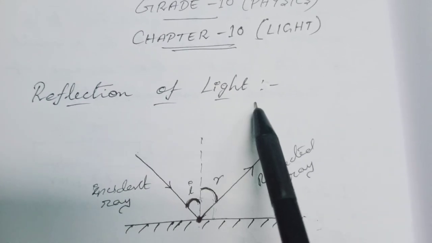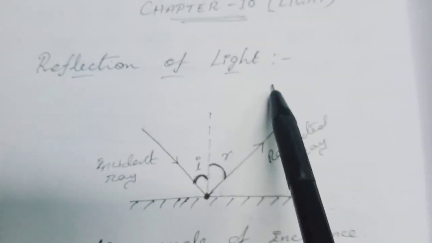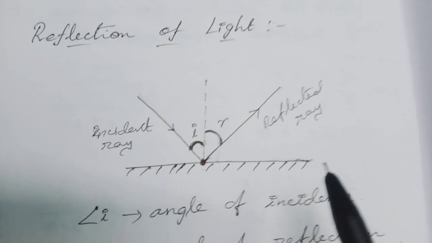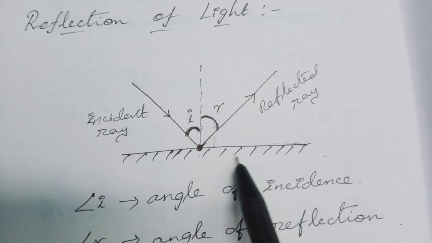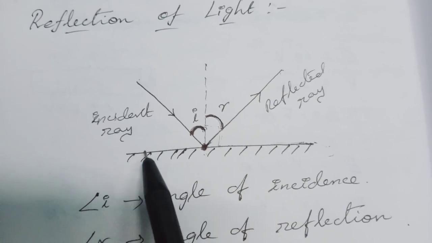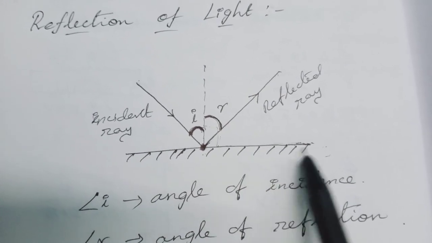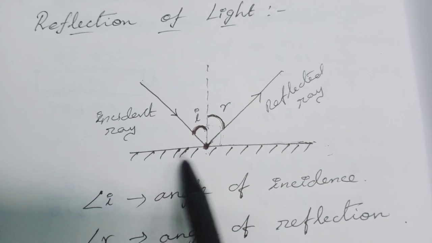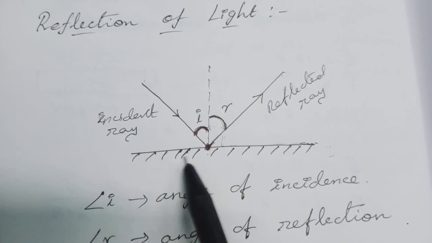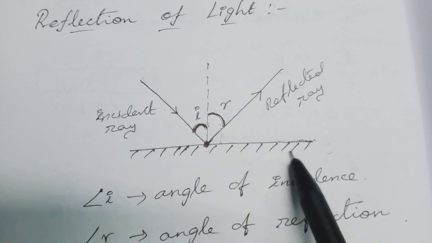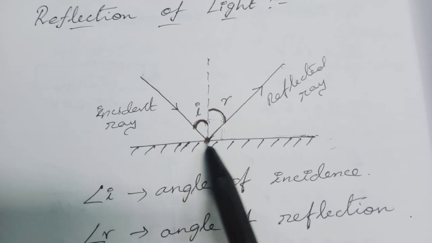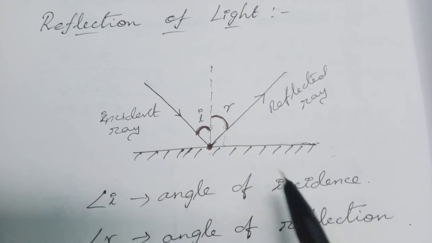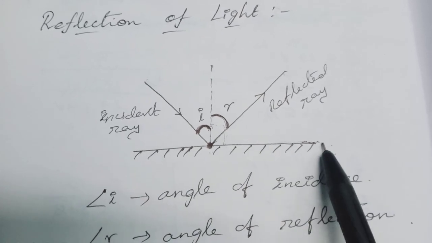To understand this topic in a better way, imagine a plane mirror. A plane mirror consists of two surfaces. One of the surfaces is faded, and the other surface is the polished surface. The faded part of the mirror is represented by these lines, and this is the polished surface, which means the reflecting surface. Here the reflection is going to take place.